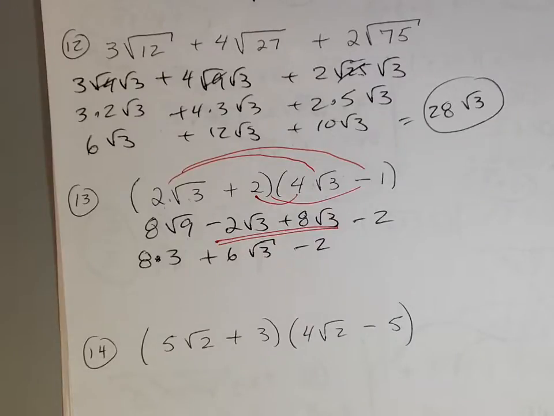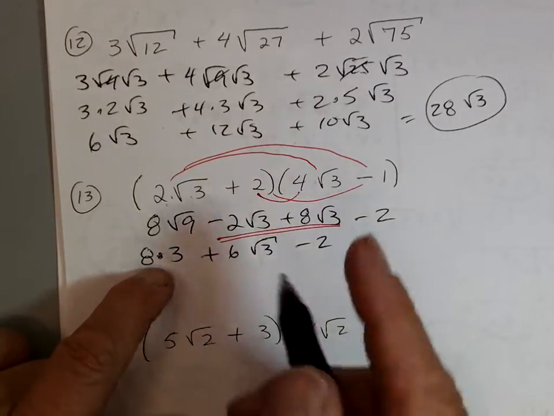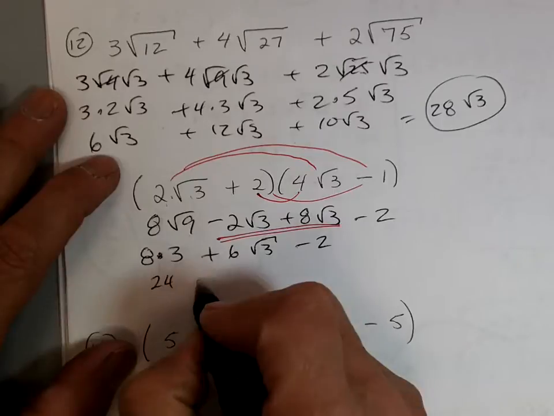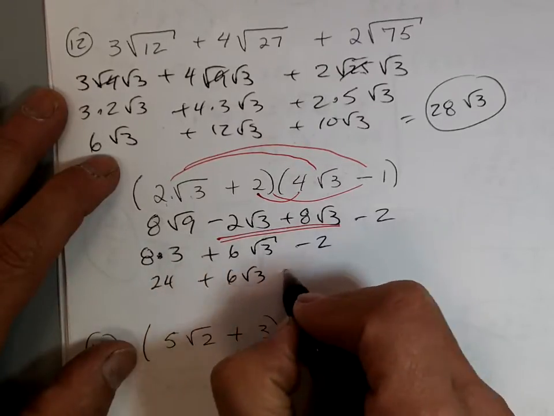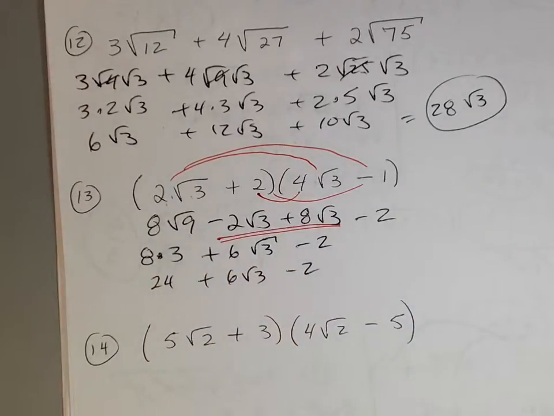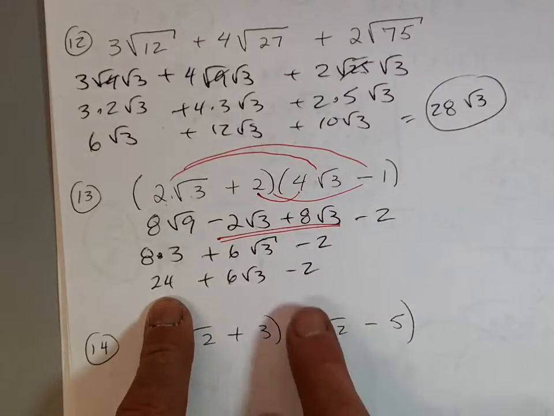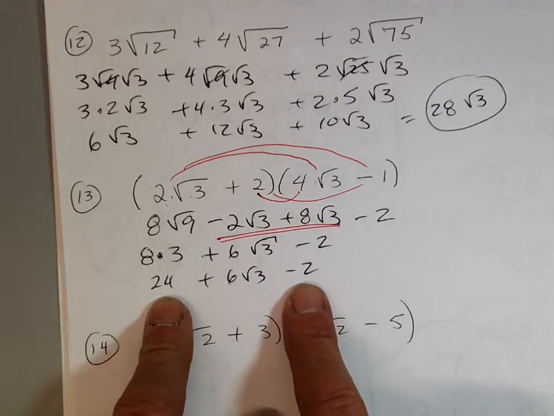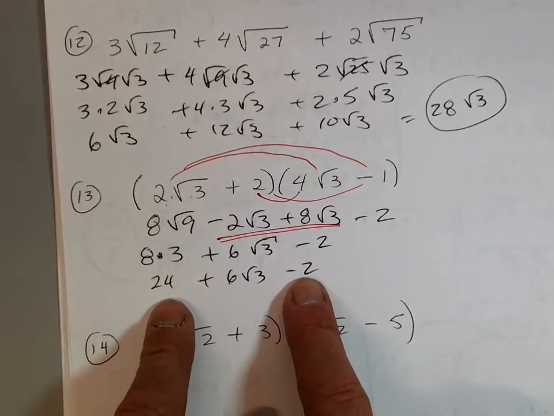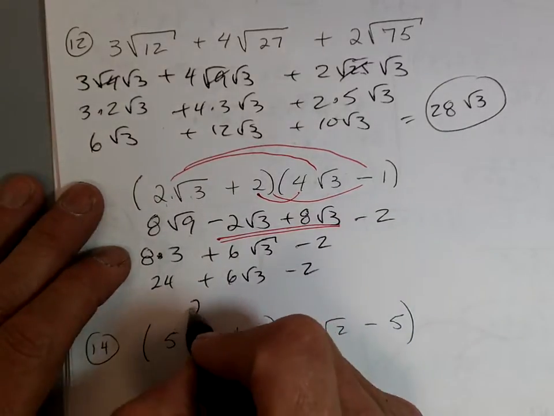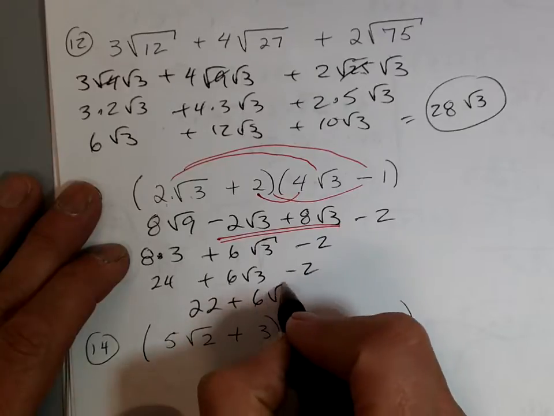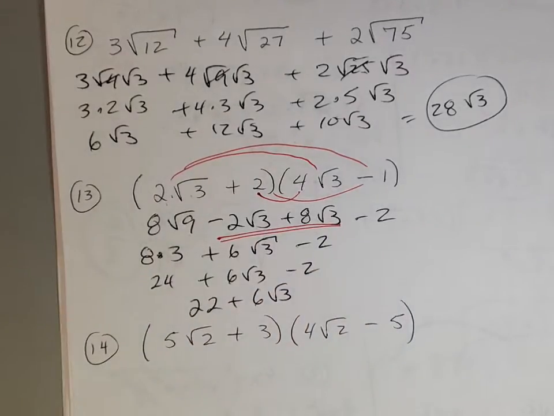Okay. Now, 8 times 3 is 24, right? Almost done. I just multiplied 8 times 3, that's all I did. And the final step, these are whole numbers, so subtract. 24 minus 2 is a 22, plus 6 square roots of 3. Don't add them. If they're not the same, you cannot add them. Okay.